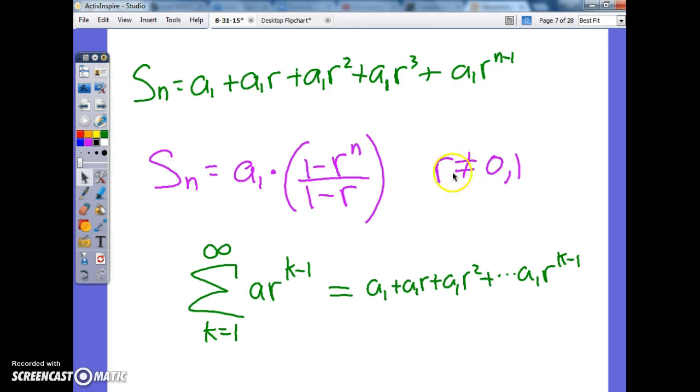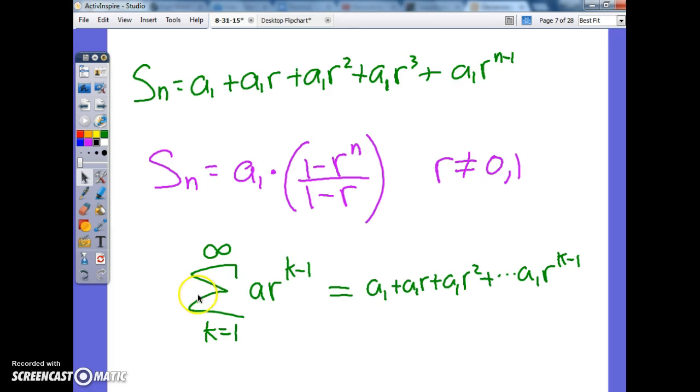Okay. Guess what? We have a stipulation here that r can't be 0, because if r is 0, it's basically 1 minus 0 over 1 minus 0. This is basically 1, right? So the first term times 1 is the first term. So it can't be 0, and this can't be 1 either, because this would just be 0. 1 to any power is 1, so 1 minus 1 is 0, and this whole thing is 0. Okay? And 0 times anything is 0. So r can't be 0 or 1. So here's a formula for summing things up.